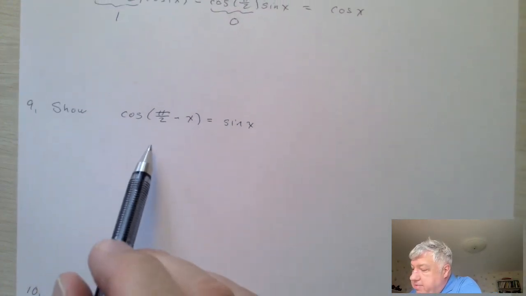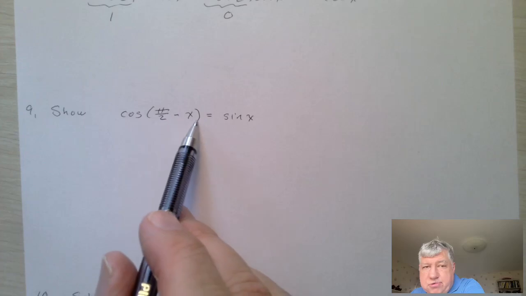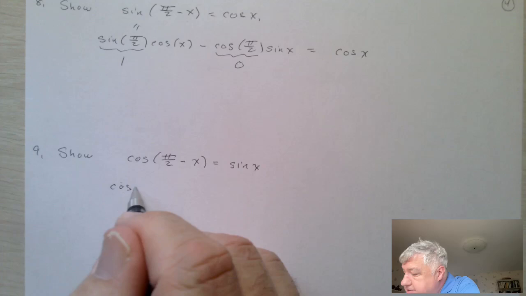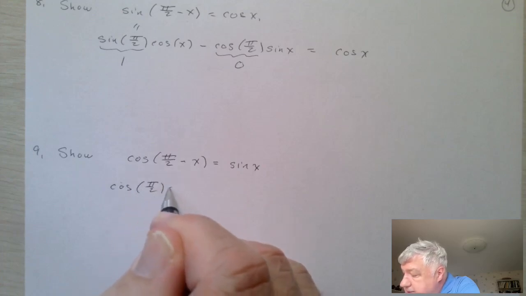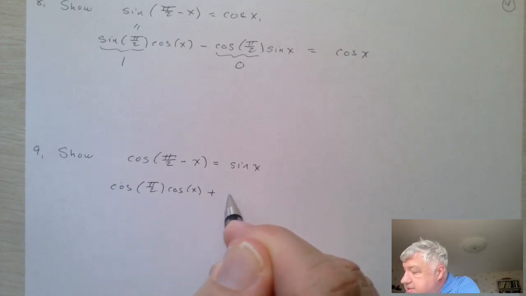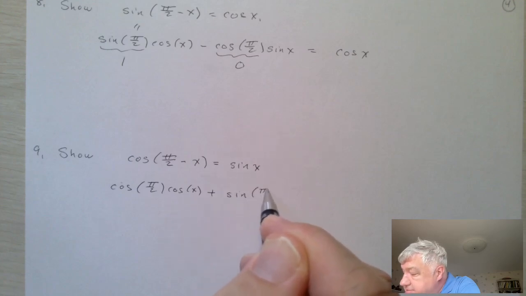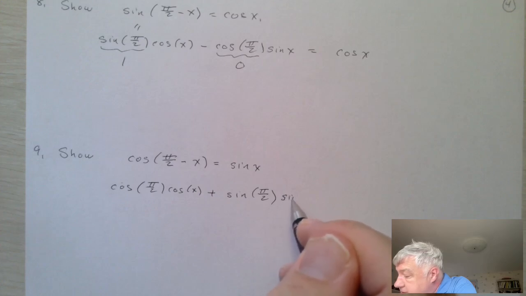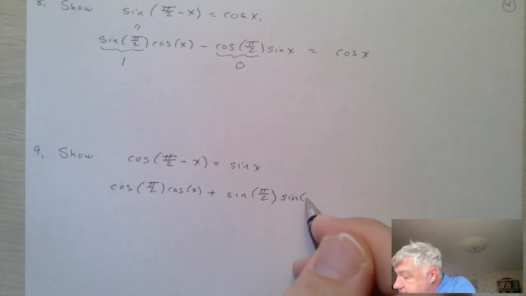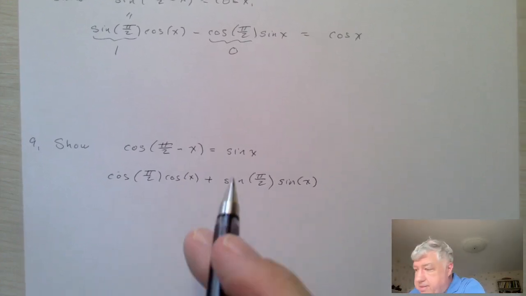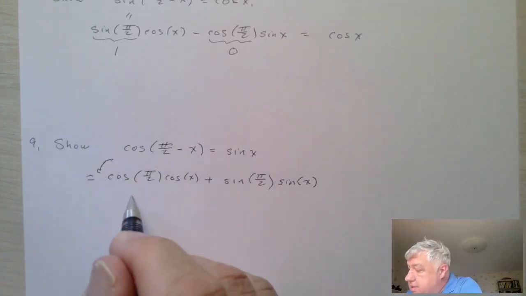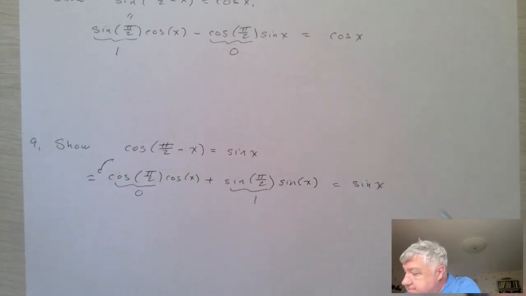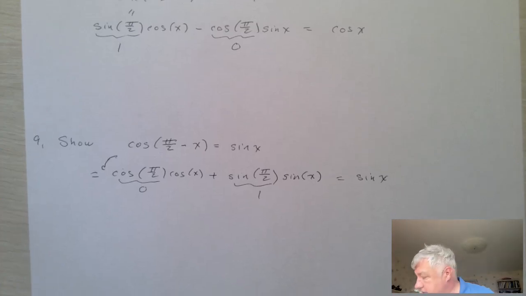Similarly, we wanted to show, find what the cosine of pi over 2 minus x is. This is the cosine of the difference, so this is the cosine of pi over 2 times the cosine of x plus the sine of pi over 2 times the sine of x. Okay. And again, this is 0, this is 1, and so this is sine of x.